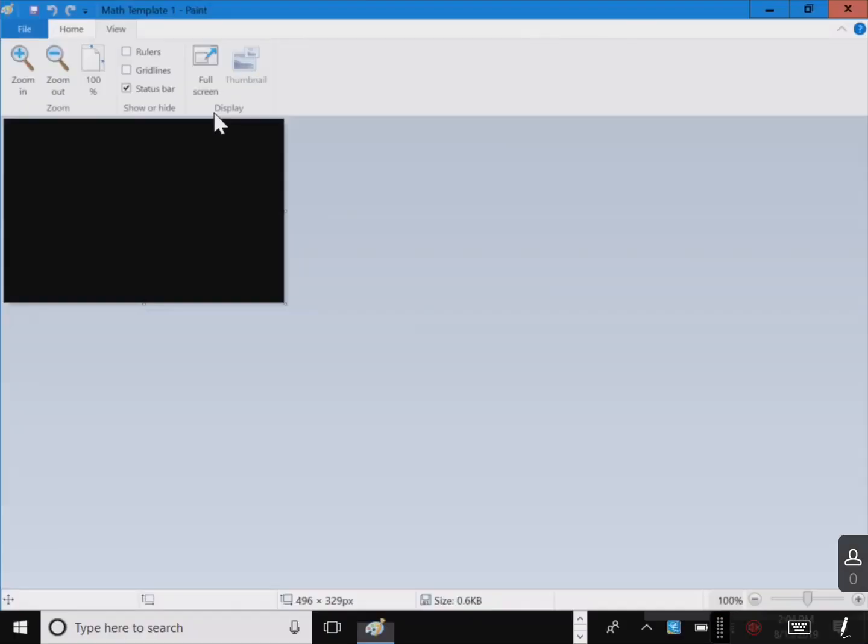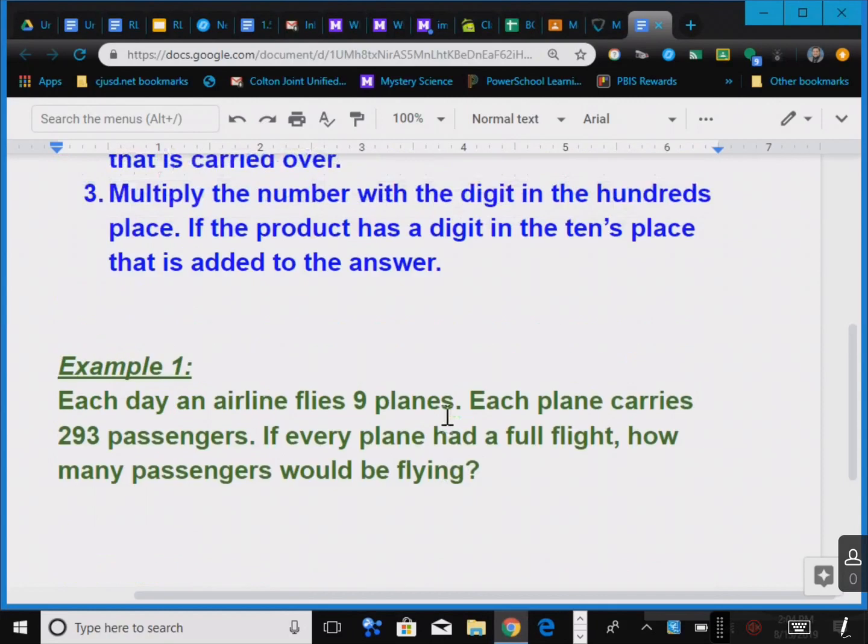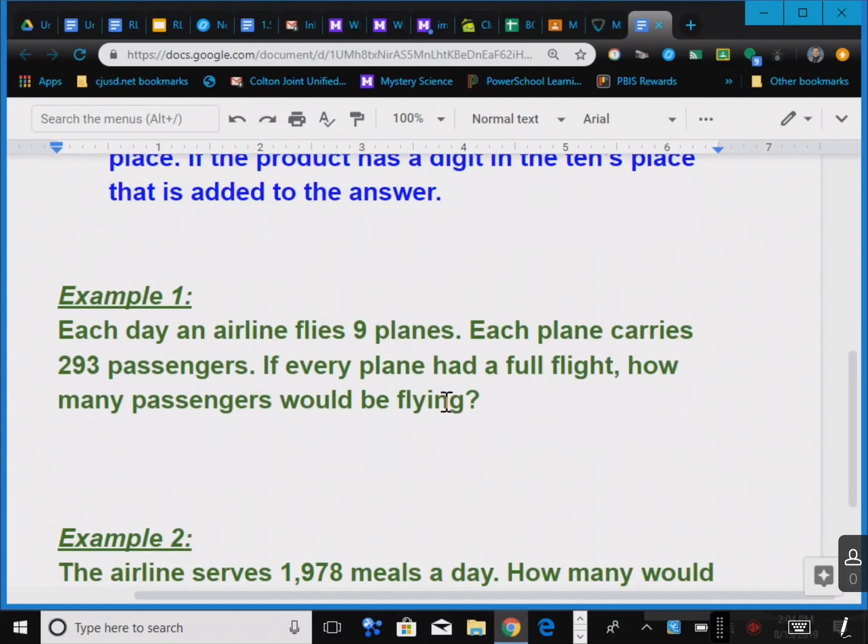So we're going to start with the first word problem. And actually, let me pull that up. All right, example 1. We have no really any terms or definitions. All we're going to do is go over the examples, and I'm going to go through the steps when we do the examples. So each day, an airline flies 9 planes. Each plane carries 293 passengers.